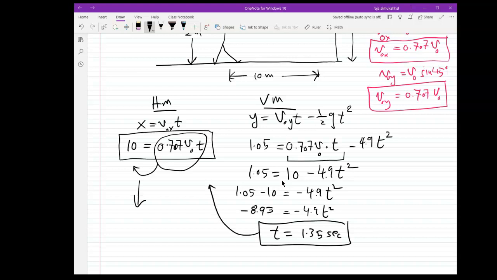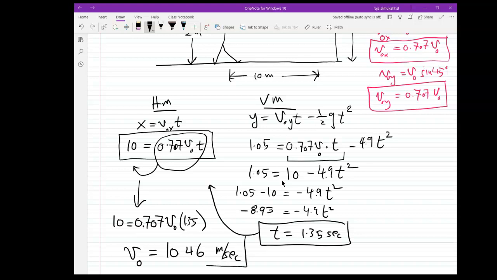So now I come back to this. We have 10 equals 0.707 V naught times 1.35. And then you solve for V naught, and you'll end up getting 10.46 meters per second. And there we go.